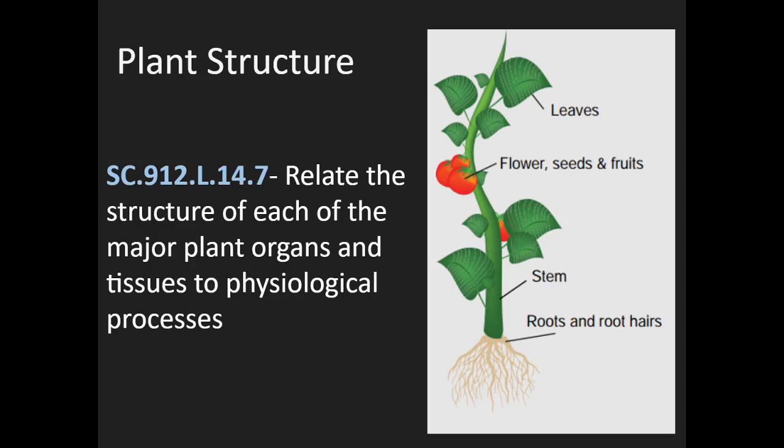Okay, you guys, so this is going to be a video to cover plant structure, which is its entirely own, as you can see, Sunshine State Standard, which is to relate the structure of each of the major plant organs and tissues to physiological processes. This is pretty much a standalone, although it could relate to the environment because we study a lot about plants and how important they are in the environment. And of course, it ties in directly with photosynthesis, but it does also stand alone. So, we're going to kind of cover this.